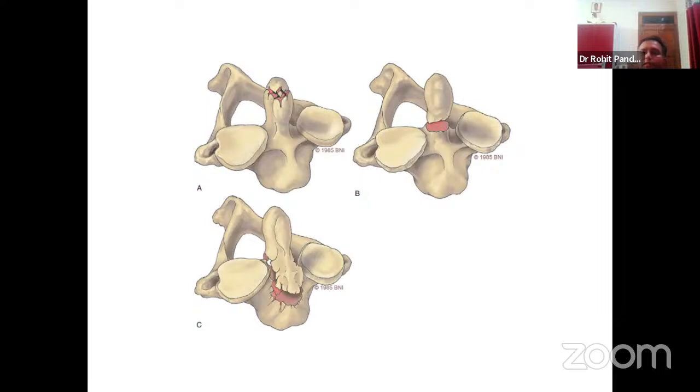And this we can see is the type 2 fracture, which involves the dens fracture at the junction, and this is the type 3 fracture, which involves a part of the body as well. So the type 2 fracture, because of the precarious blood supply around this region, is usually considered unstable, and usually needs surgical intervention.